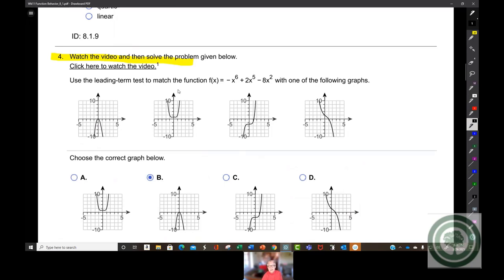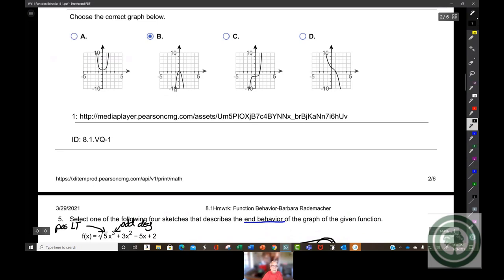Use the leading term test to match the function below with this function right here. And you can see what the answer is. Why? Because this is even degree. Negative leading term. Which means it goes down on the left and down on the right. Notice it looks for all the world like y equals negative x squared.